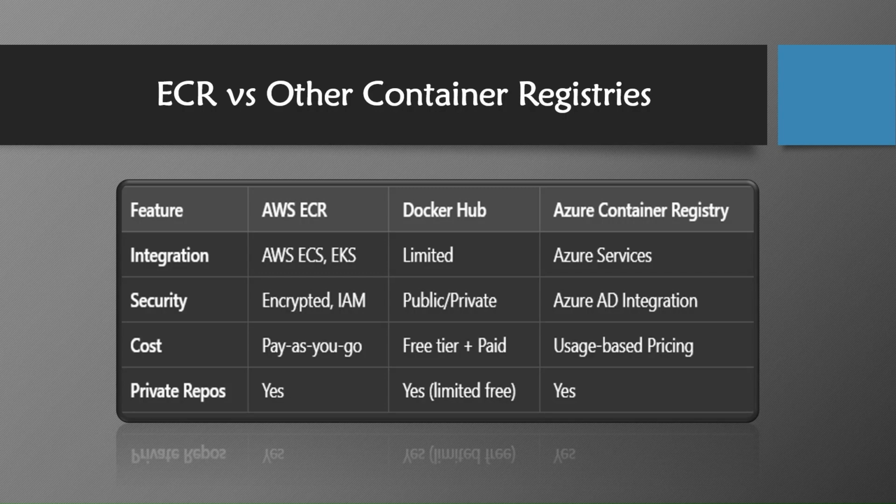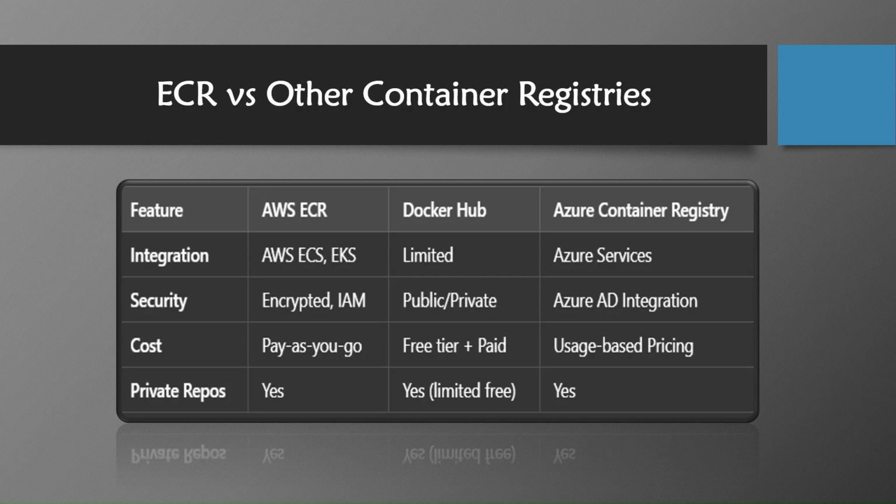Azure Container Registry also uses usage-based pricing and offers additional capabilities in higher tiers, which include features like geo-replication and enhanced security. So last we have a feature called private repositories. AWS ECR and Azure Container Registry both support private repositories without restrictions. Docker Hub also offers private repositories, but the free tier has limitations on the number of private repositories.